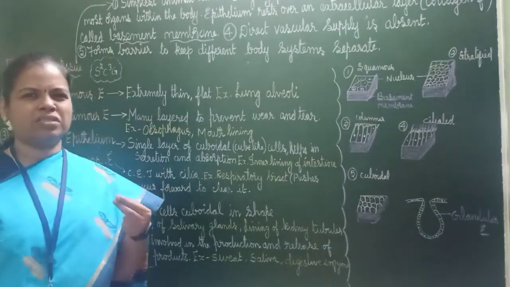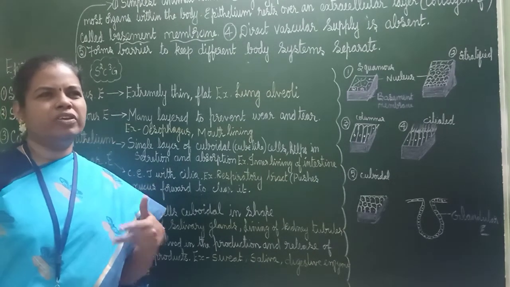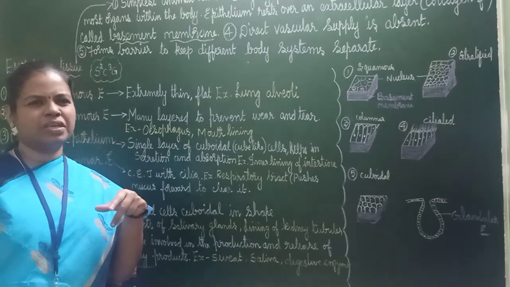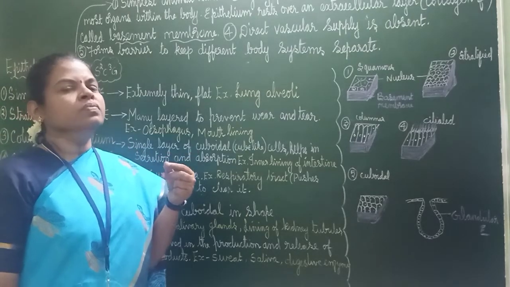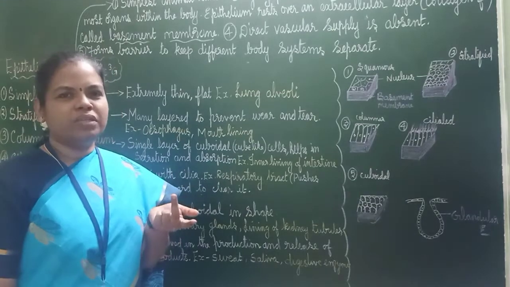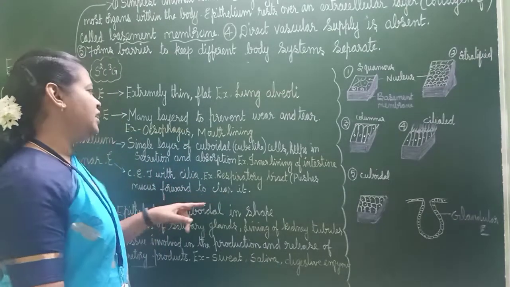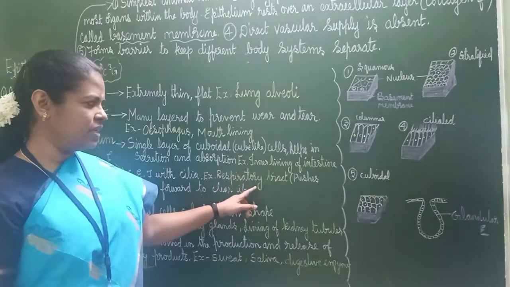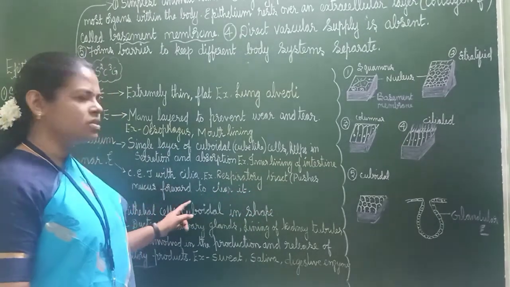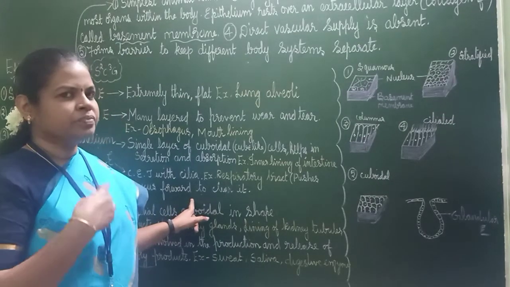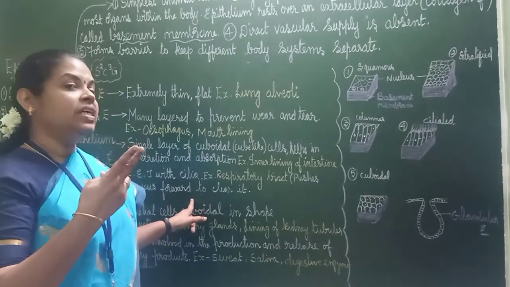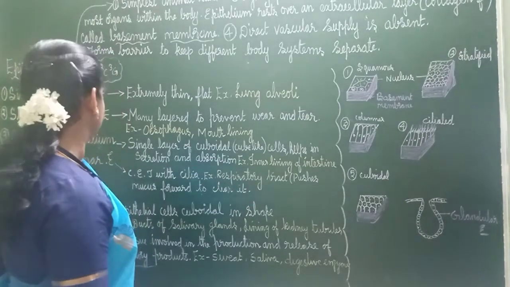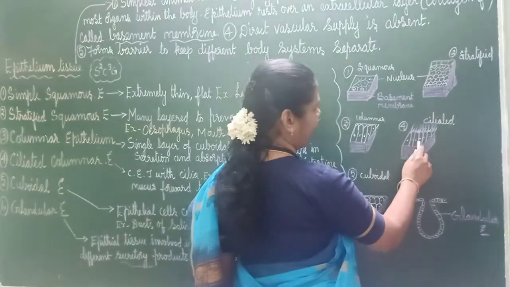Sometimes during pollution, or when you are walking outside and some dust or smoke comes inside, you will choke, and what will you do? You will cough like this. At that time, what will come out? Some mucus-like thing will come out. That is because of which one? Ciliated columnar epithelium in our respiratory tract. It pushes the mucus forward to clear that passage, so it will push it out. So it is found in the respiratory tract.